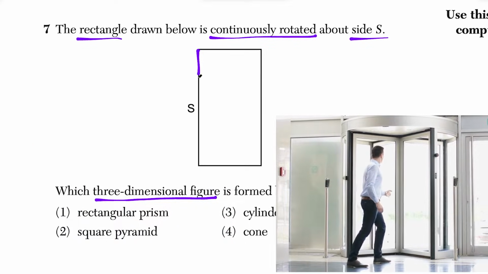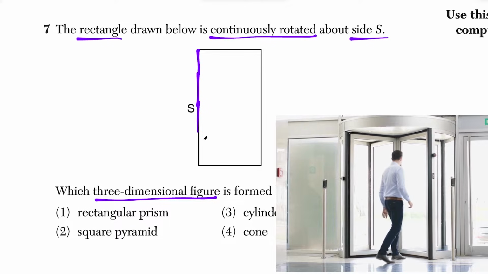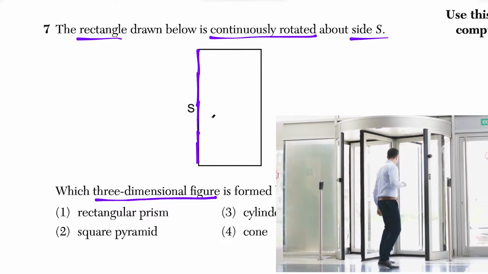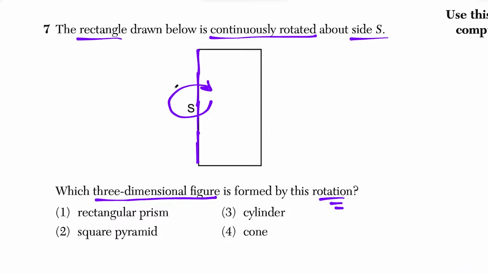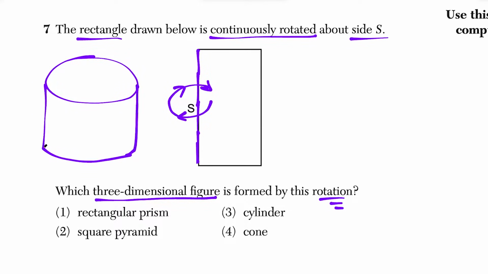So this rectangle here rotated about side S reminds me of a revolving door. And you could imagine as the door revolves, it's forming a cylinder. So the shape that's being traced here, the three-dimensional figure that's being traced, is a cylinder.